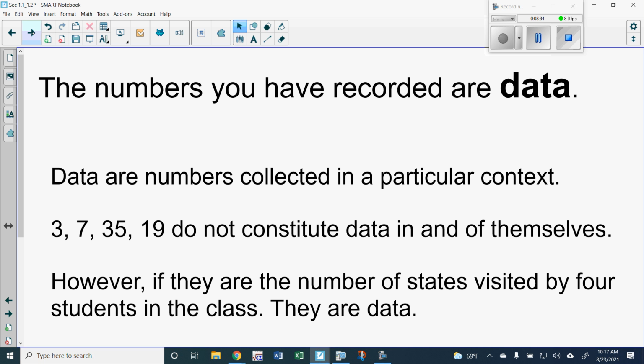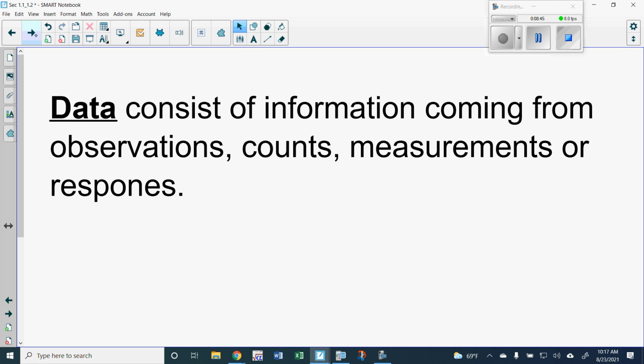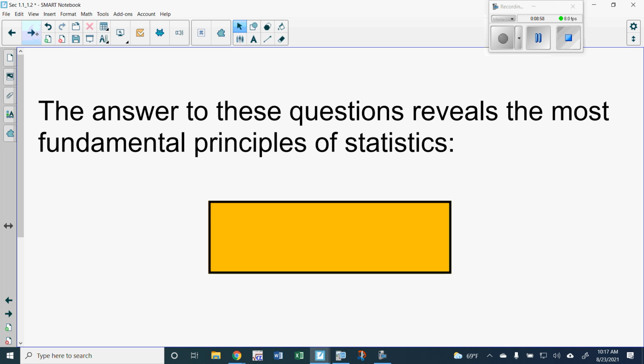Data consists of information coming from observations, counts, measurements, responses. I always use the term measure, but if it's, do you smoke, yes or no, that's not really a measurement. It's just an observation. And the answers to these questions reveal one of the most fundamental principles of statistics. If you only understand one thing out of today for the rest of the year, it's this: one of the most important things in statistics is variability, the idea that things change and vary.